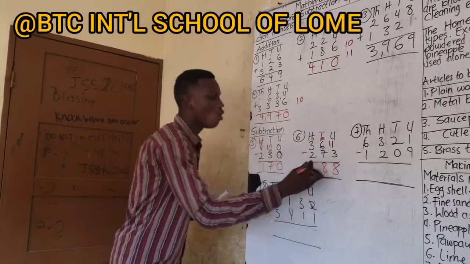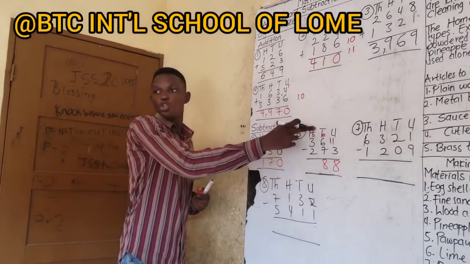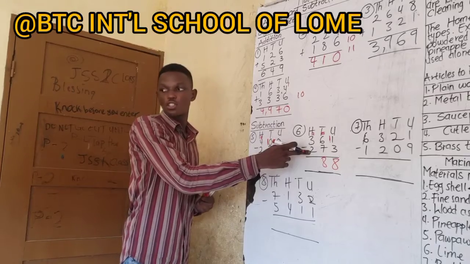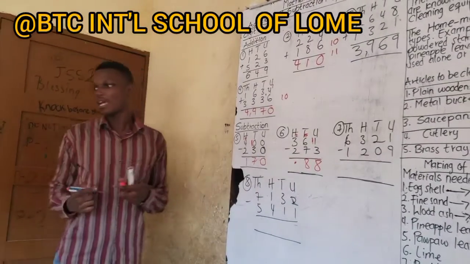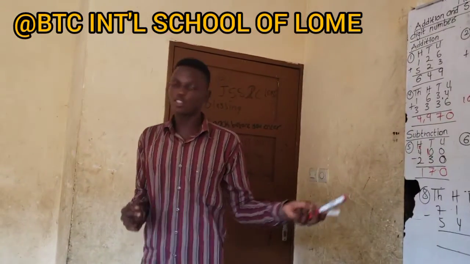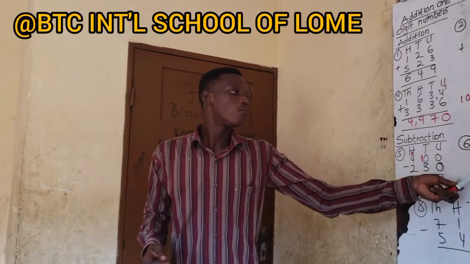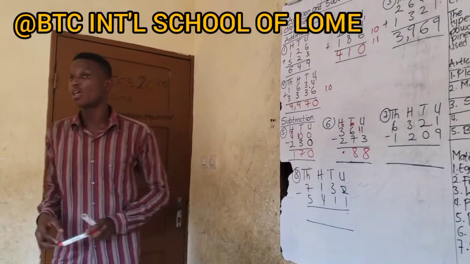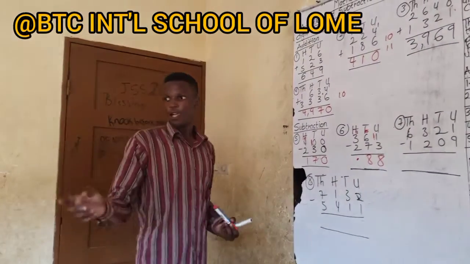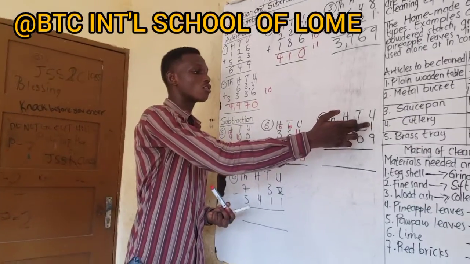So we have 8. What do we have left? 2. 2 minus 2 is what? 0. So what do we have left as our answer? 88. So when you subtract this 273 from 361, we are going to have 88 as our answer. Okay, so the last questions we have.